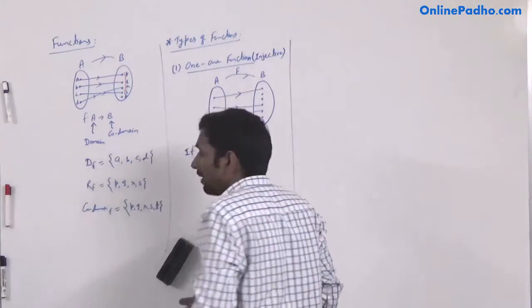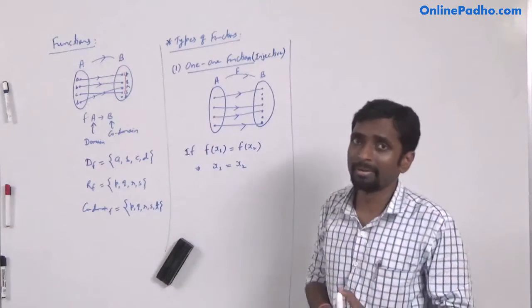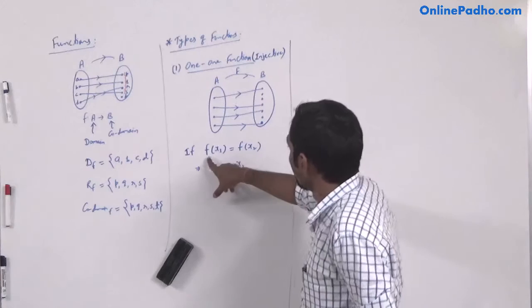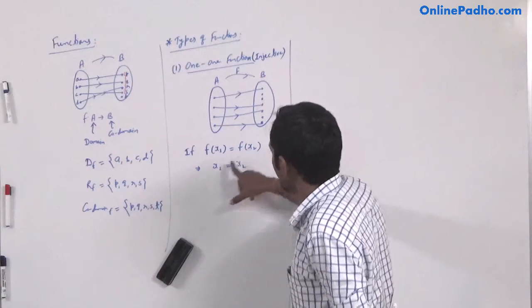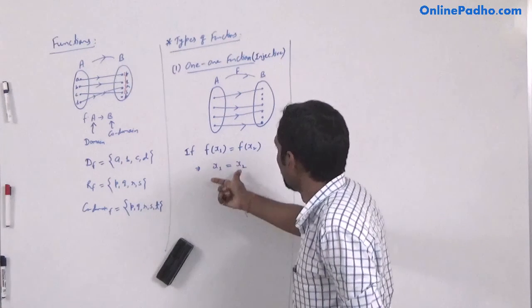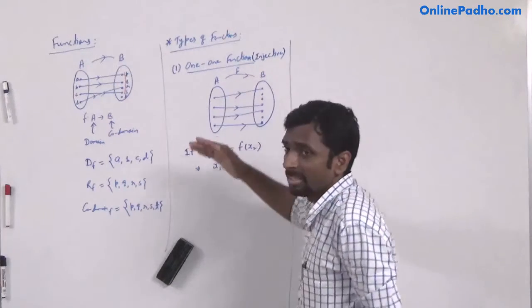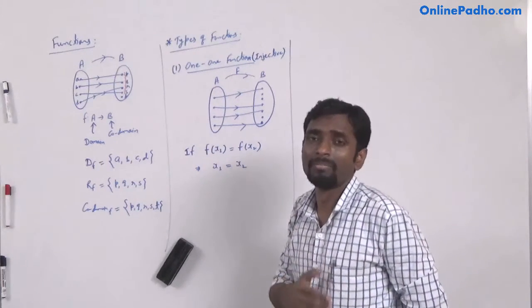Injective function is one-one function. For an element, what is the meaning of f(x1) equal to f(x2)? Then x1 must be equal to x2. Only then can we say that the function is an injective function or one-one function.